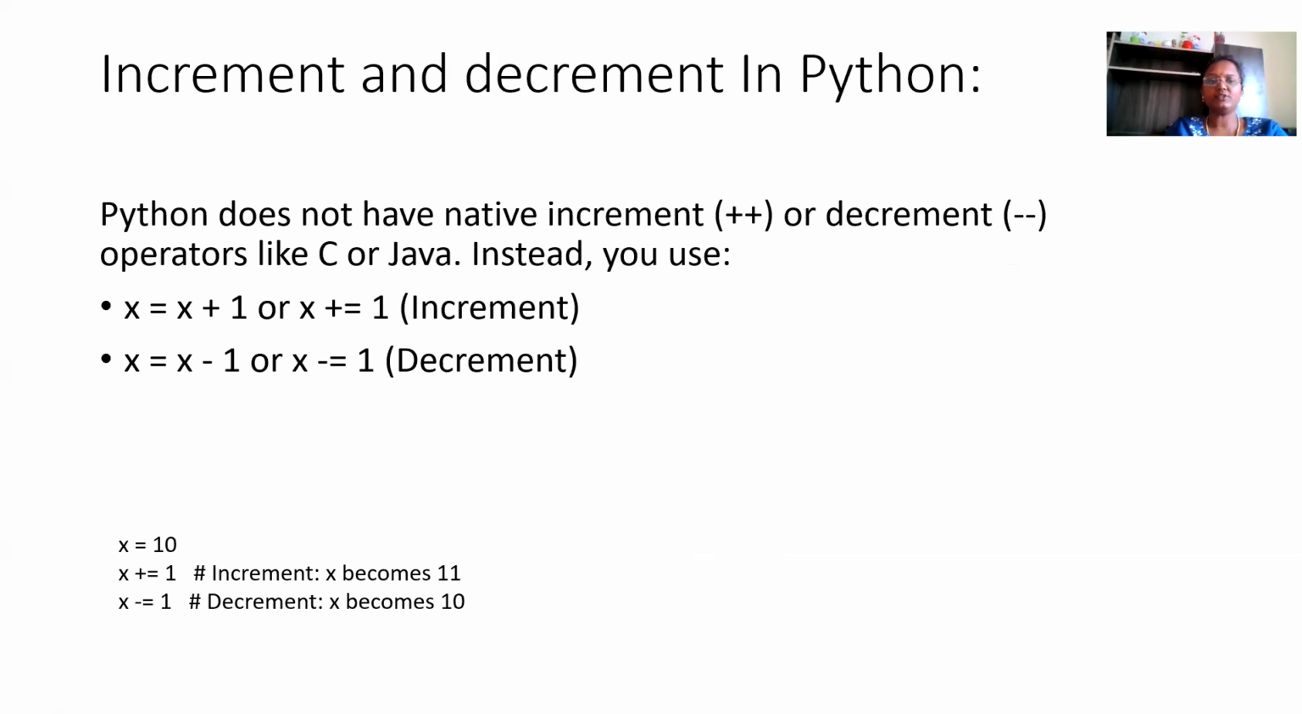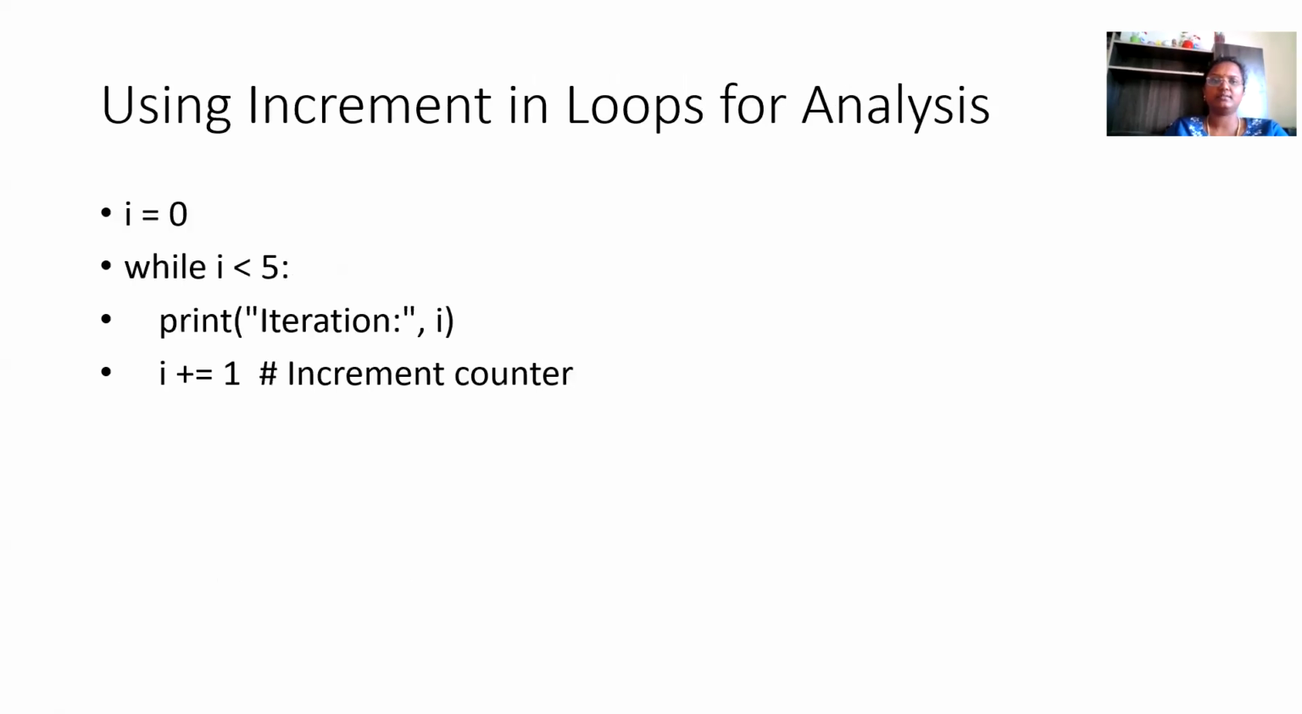From the screen, you can understand what syntax we have to use in Python for increment. The same way you can see it for decrement also. Either you can subtract, or you can use this operator like x minus equal to 1. Here we have given the example x equal to 10. When you apply this operator, it will be incremented to 11. In the same way, when you want to decrease, you can apply the minus operator, and from 11 it will decrease to 10.